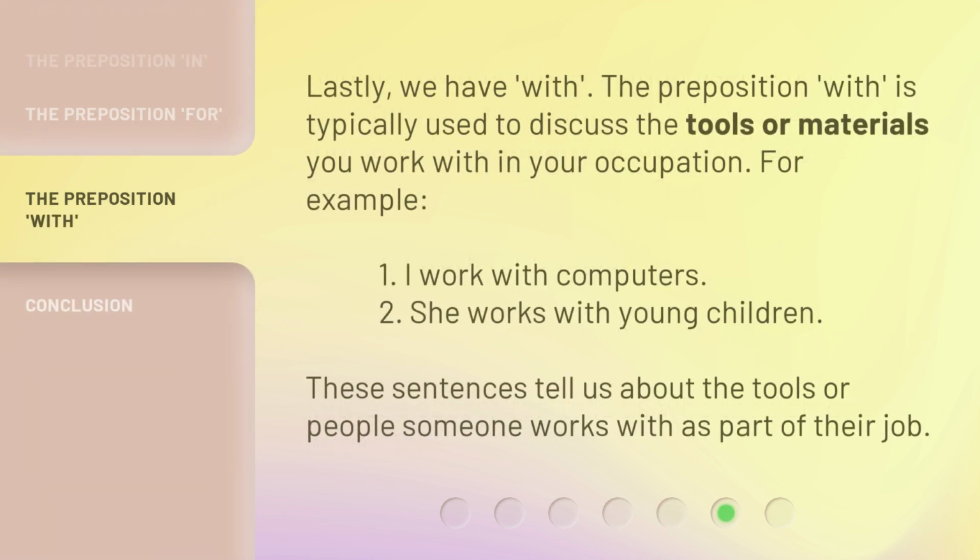Lastly, we have "with." The preposition "with" is typically used to discuss the tools or materials you work with in your occupation. For example, 1. I work with computers. 2. She works with young children. These sentences tell us about the tools or people someone works with as part of their job.